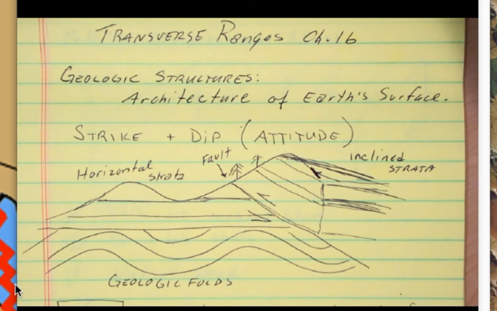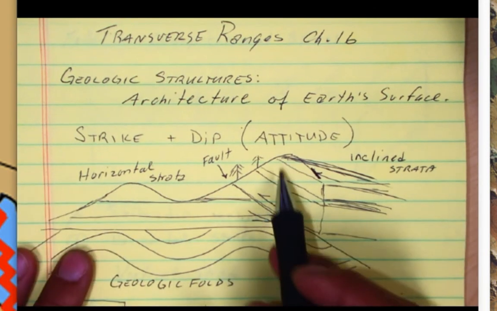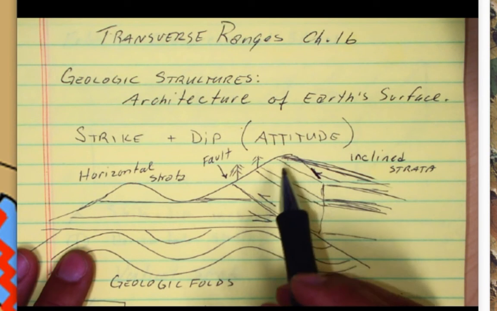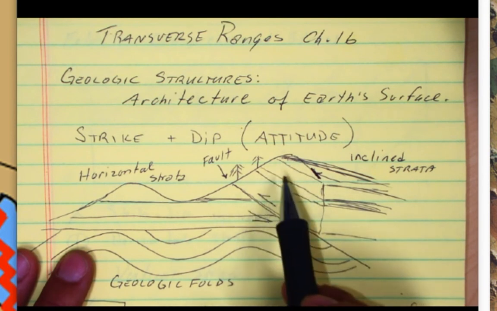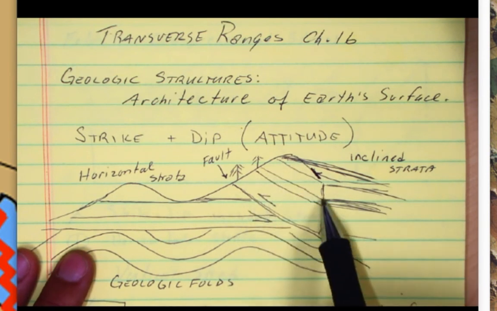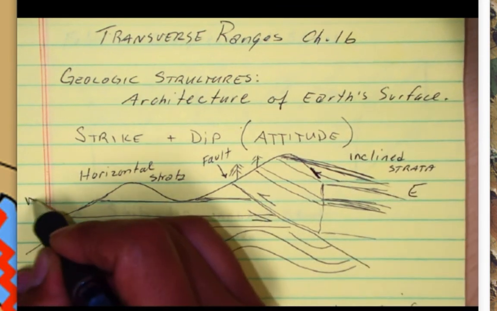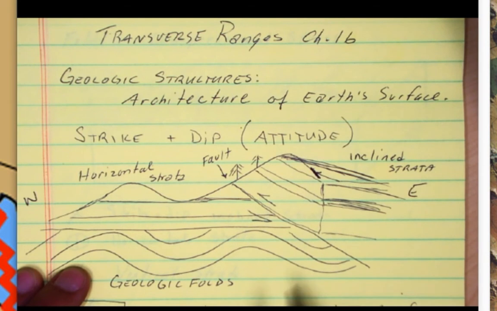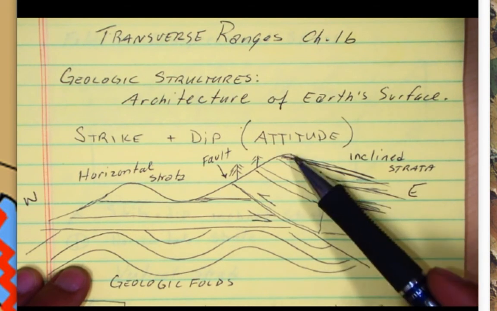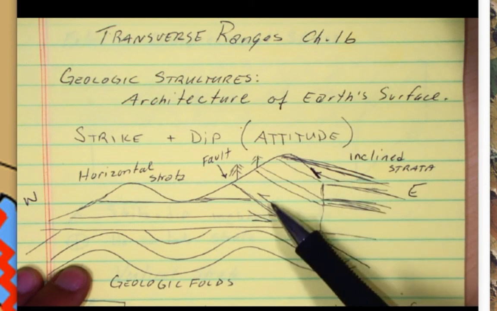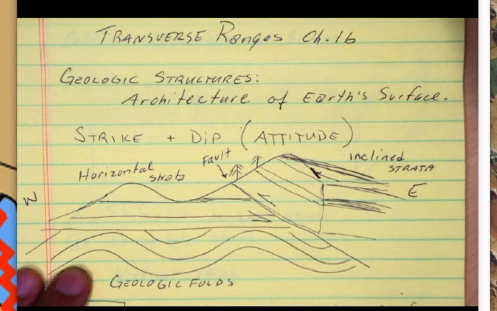symbol we use is called the strike and dip symbol. And strike and dip relates to the attitude of the geologic structure. For example, here I have some strata, and I'm trying to show that they're inclined off toward the east. So this would be east, and this would be west over here. If they're inclined toward the east, the strata are striking in this direction, and they're dipping or inclined off toward the east. And here I have a fault, some horizontal strata, so a variety of features.